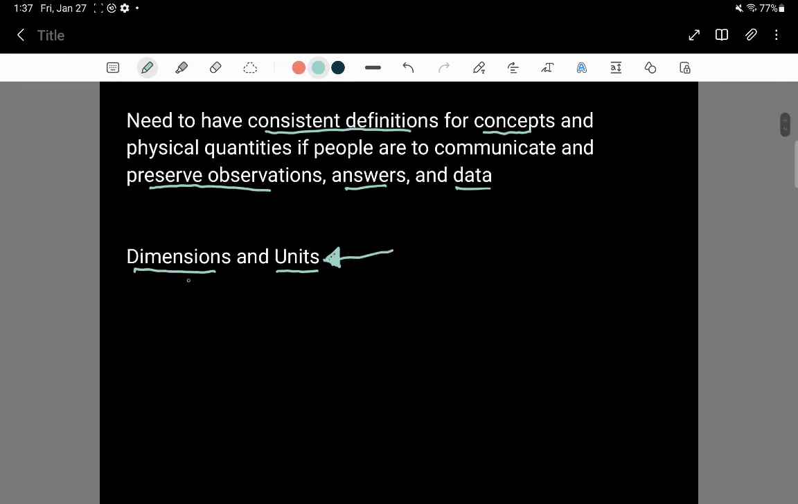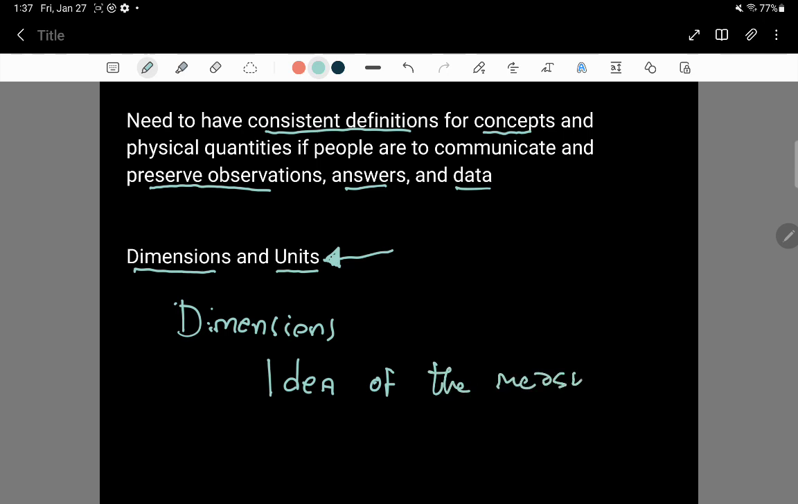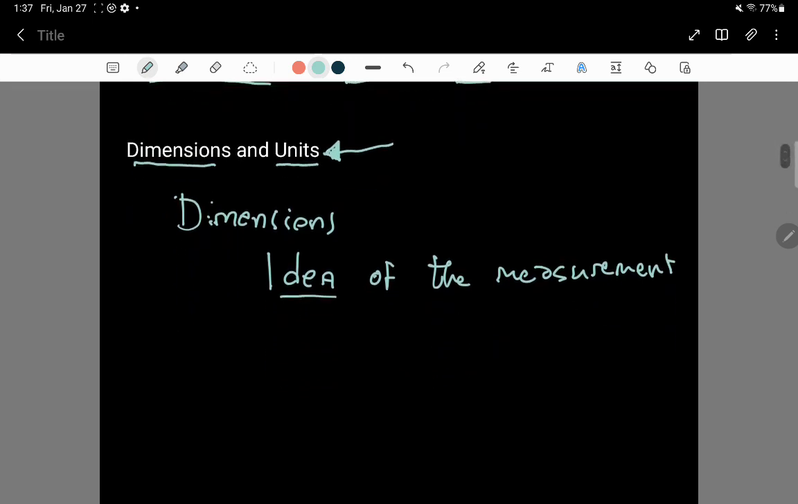So let's talk about dimensions and units. Dimensions, these are the idea of the measurement. And what I mean by idea is it's very generic. I think the best way to describe dimensions to somebody learning in an introductory science class is to actually just give you some examples.